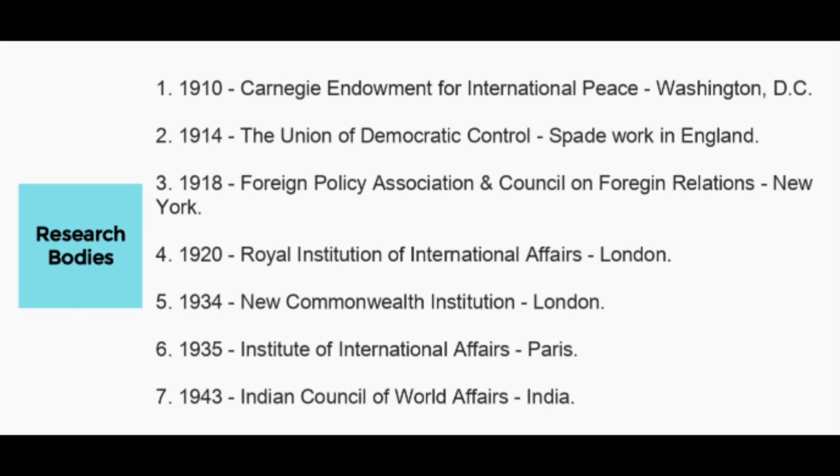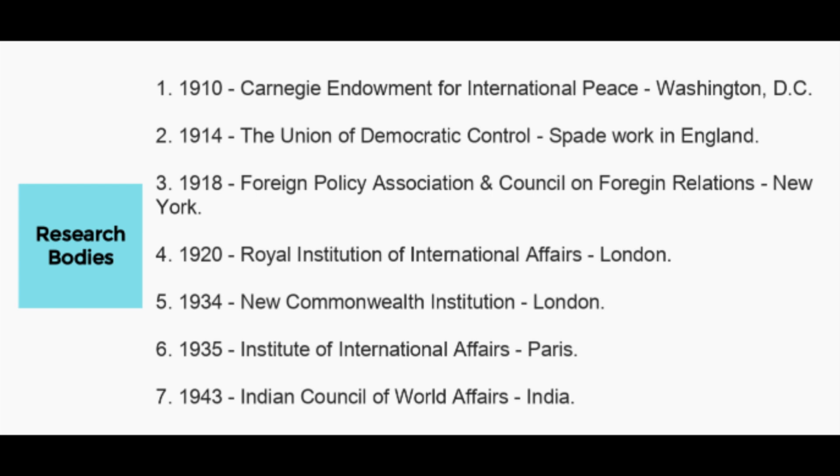Fourth, we have the Royal Institute of International Affairs, established in 1920 in London. It had affiliated institutes in Canada, Australia, New Zealand, South Africa, and Pakistan. And it introduced its annual publication called Survey of International Affairs and a quarterly journal titled International Affairs, promoting study and research in international relations.